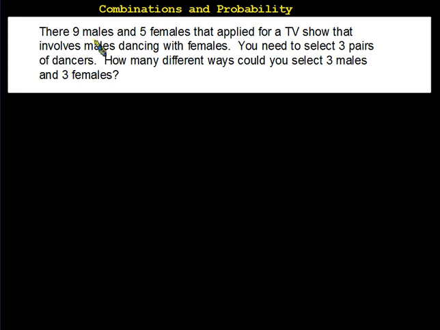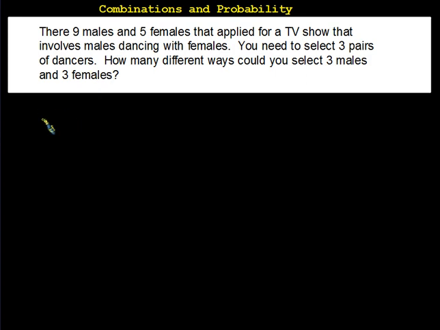Okay, so pairs of dancers. And so the question is, how many different ways could you select 3 males and 3 females? So again, if we just wanted to count how many different ways, combinations would be really useful, rather than writing out all the possibilities. So in this case, it's important that we are choosing males and females. So we're going to have to split this up into a couple of combinations.